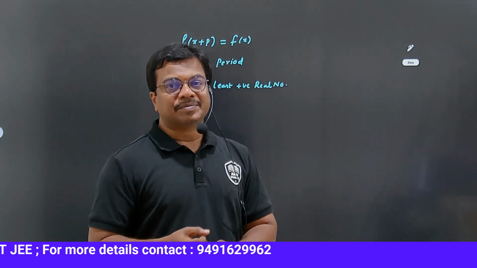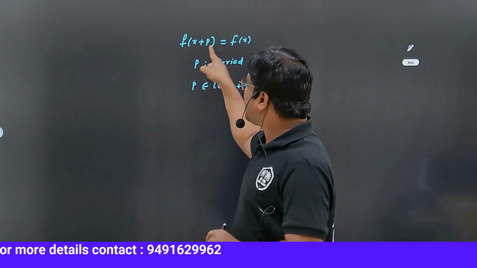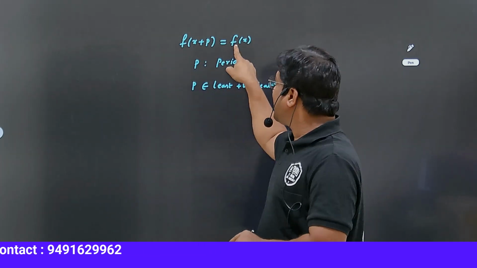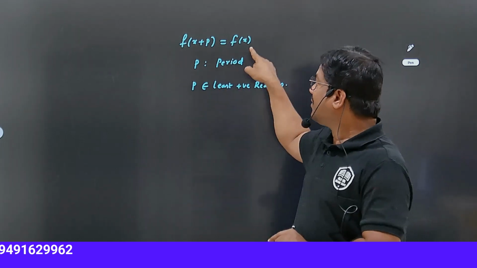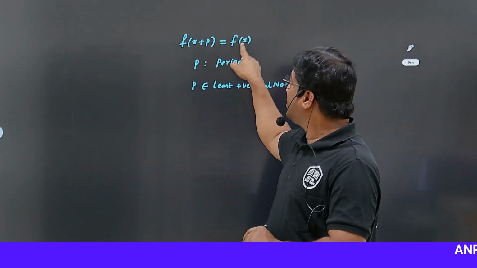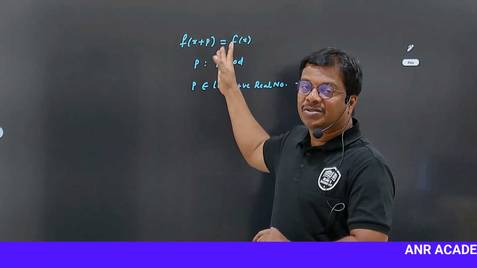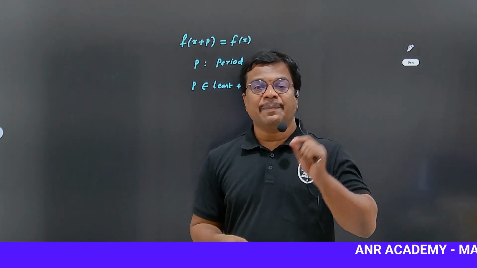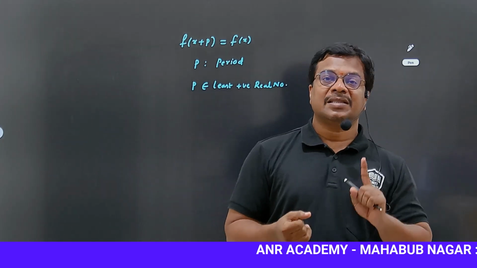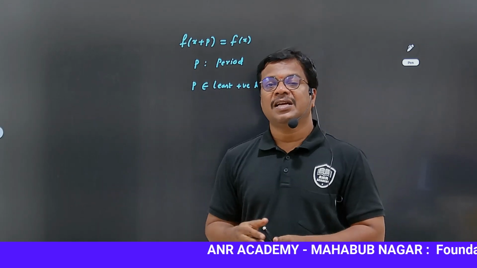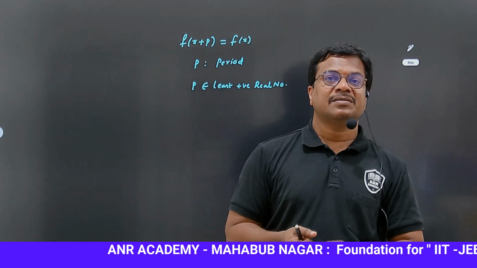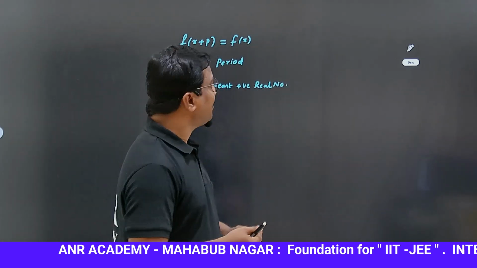The meaning here: f of x equal to f of x plus p, the functional value of this function repeats at x plus p again. So the function repeats in regular intervals, which implies the function is a periodic function, and the length of that regular interval is known as the period of that function.